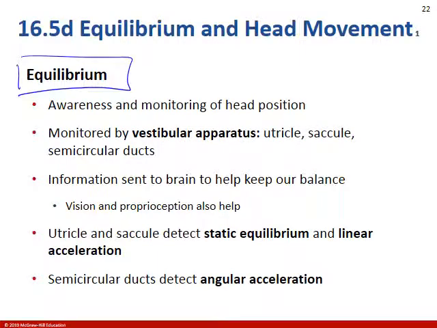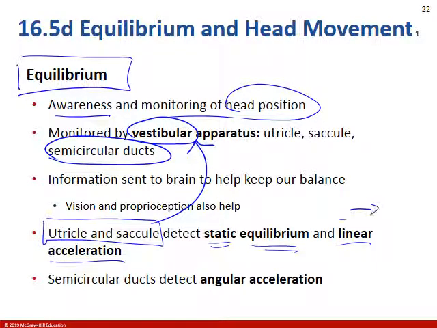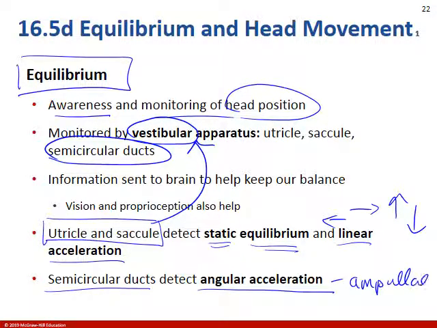Equilibrium is the awareness and the monitoring of head position, and this is going to be done by the vestibule and the semicircular ducts. You can see the utricle and the saccule, if you remember these are in the vestibule, they're going to detect static equilibrium or linear acceleration. This is forwards, backwards, up, down. The semicircular ducts are going to detect angular acceleration, and this is where we talked about the ampulla.